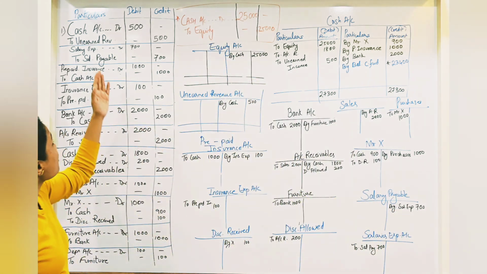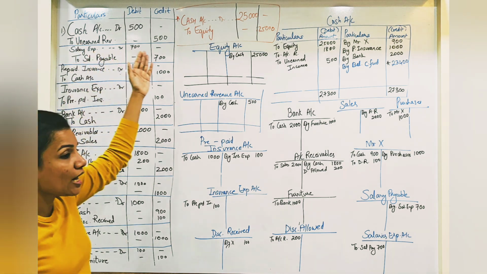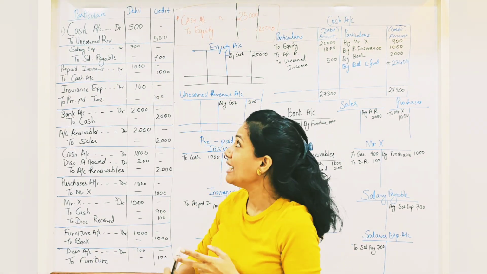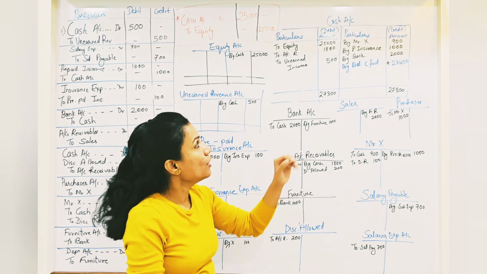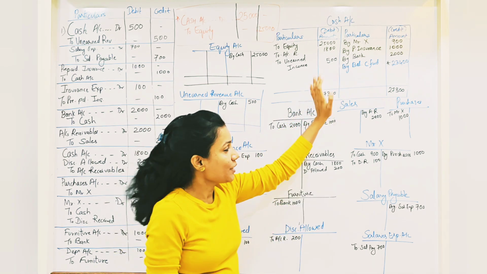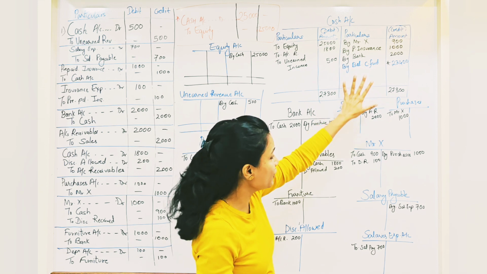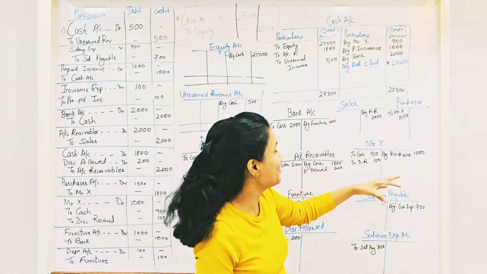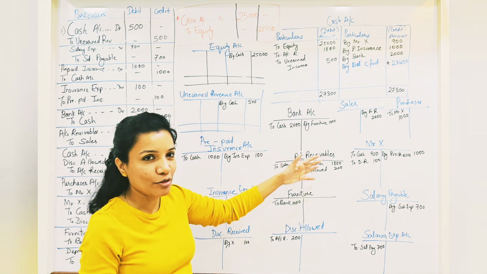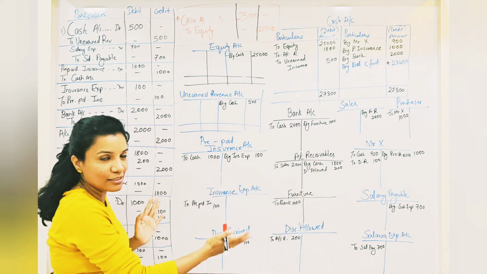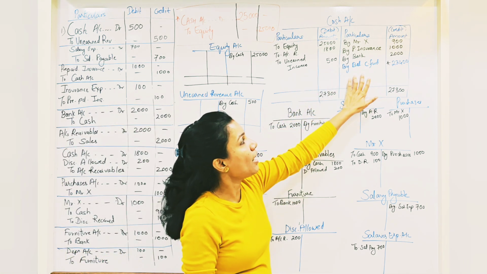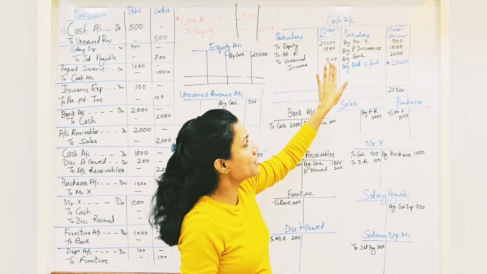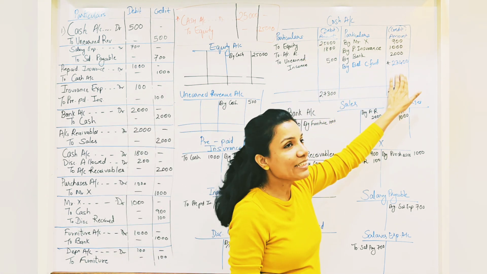Let's start. The first transaction was cash account debit to unearned revenue. So we need to prepare two T accounts, cash account and unearned revenue. Now this is cash account. You can see cash account looks different from others because I've not prepared it in the proper format, as I had to adjust everything in this space. This is how ideally a T account should look: particulars, debit amount, particulars and credit amount.